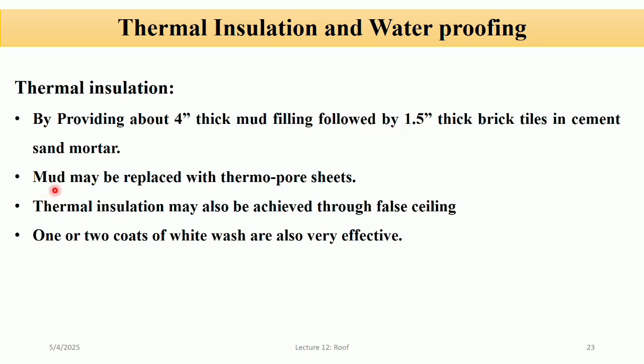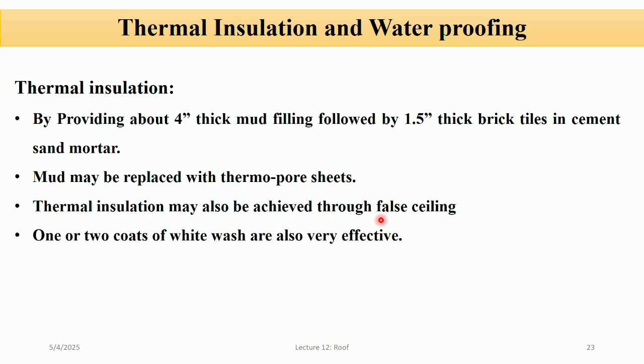Or the mud may be replaced with thermopore sheet. Thermopore sheet can be used as a modern alternative to mud. These are lightweight synthetic insulation boards that prevent heat from penetrating into the roof slab. It is easy to install and more consistent than natural material. Thermal insulation may also be achieved through a false ceiling.